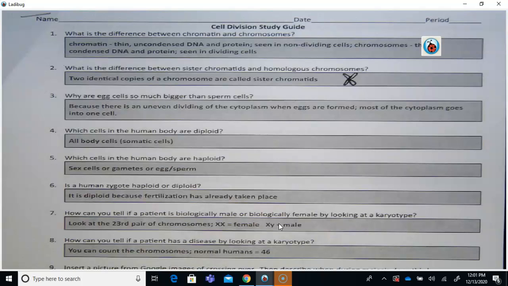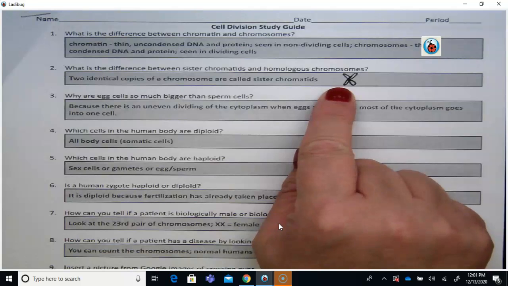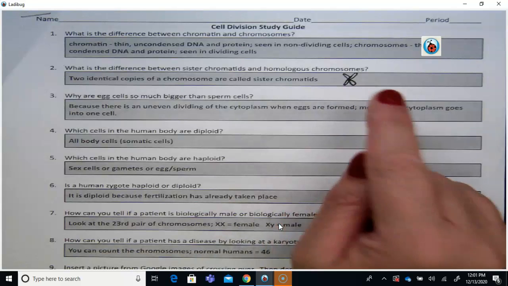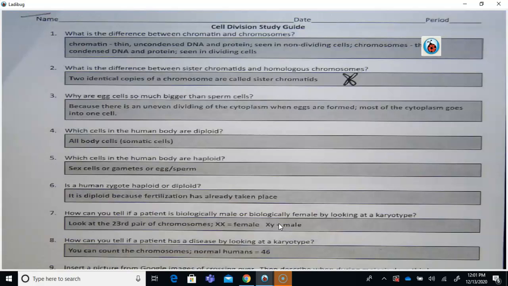Number 2, what is the difference between sister chromatids and homologous chromosomes? Two identical copies of a chromosome are called sister chromatids. So here's one chromatid here and one chromatid here to make up the chromosome or double chromosome.